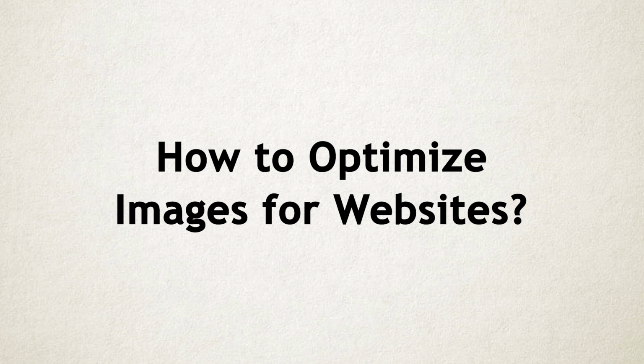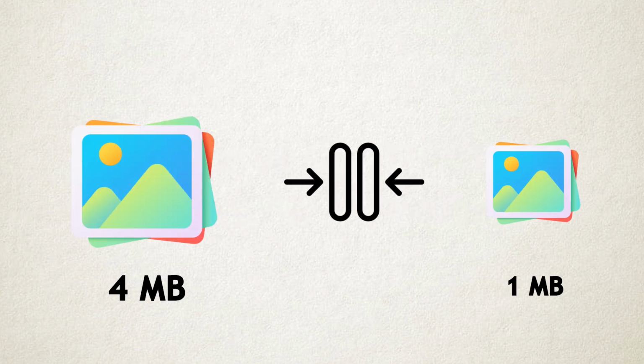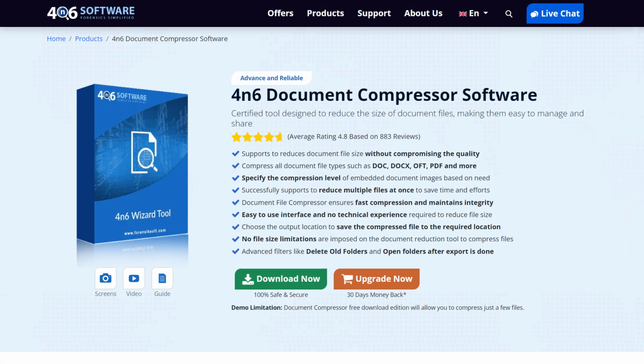How to optimize images for website. In this tutorial, we will show you the step-by-step process to optimize images for website using Forensics Document Compressor software. To install the Forensics Document Compressor software, download it from the link in the video description.